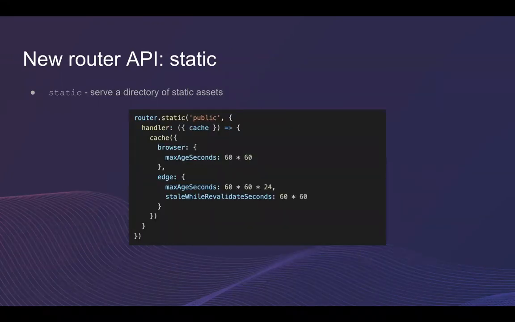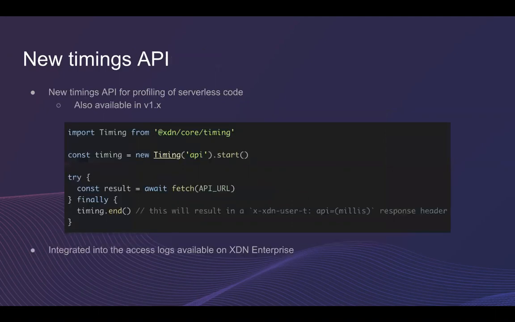We also added a static API. It's meant to serve a directory of static assets. Essentially you just say what the directory is and what the cache is. You can filter, and you can decide to serve only some extensions, for example, or some globs. It just follows the general glob pattern.